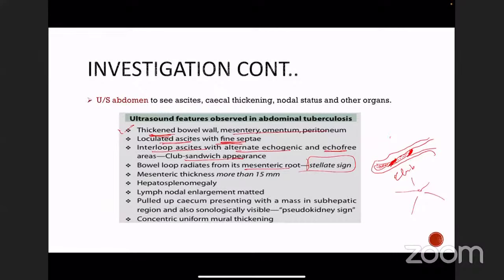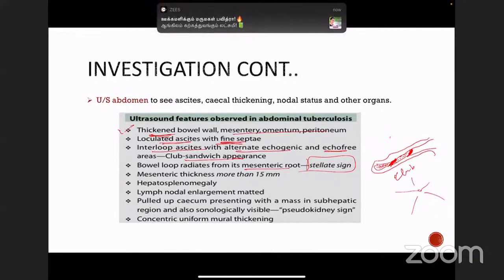You all should have the practice to go to the USG room also and see such features. What you are reading, you have to go to the USG room and see with the patient whether this feature is present in this patient or not. Not all patients will have all the features present at a time, but in different patients, you can see the different features. So you have to have that habit of going to the USG room or radiological department and see such things which you are learning at this time, right?